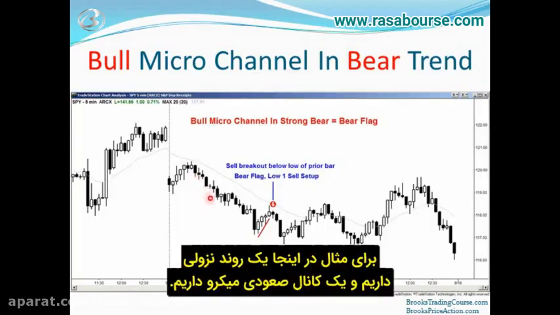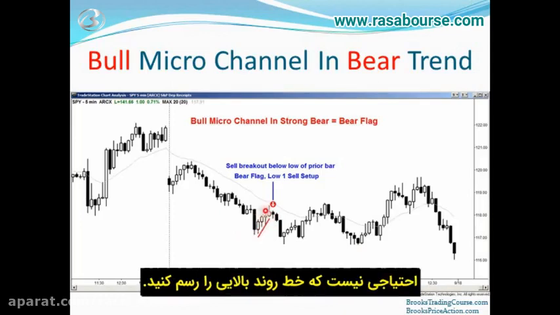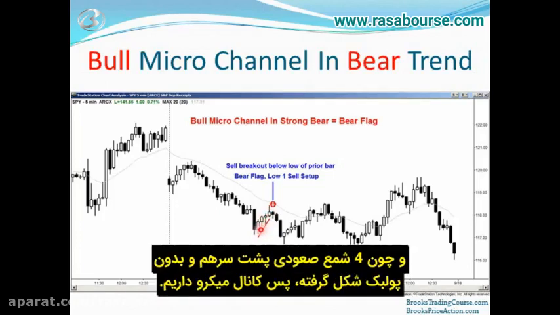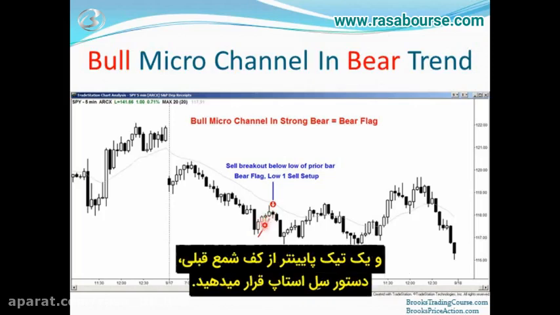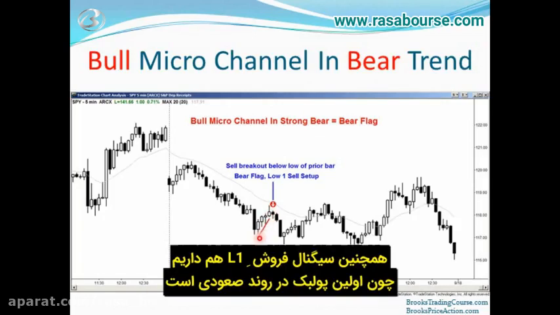For example, here's a bear trend, and we have a bull micro channel. You can draw a tight trend line low across the lows of the bars. You don't have to draw the trend channel line on top. You can see that it's a channel and that it's very tight. Because there are no pullbacks for 4 bars, it's a micro channel. You keep placing sell stops one tick below the low of the prior bar, and you would have been filled on this bar. It's also a low 1 sell signal.